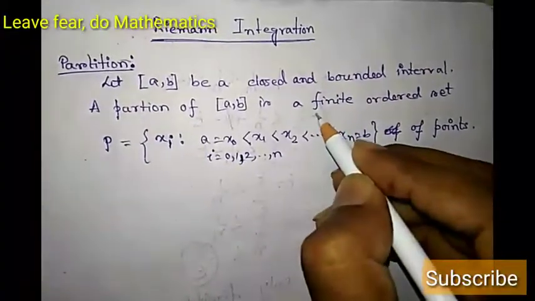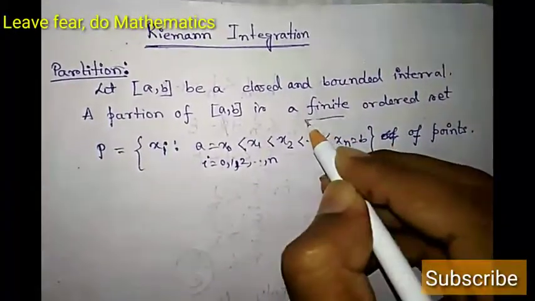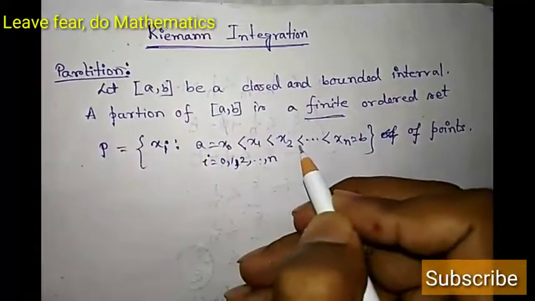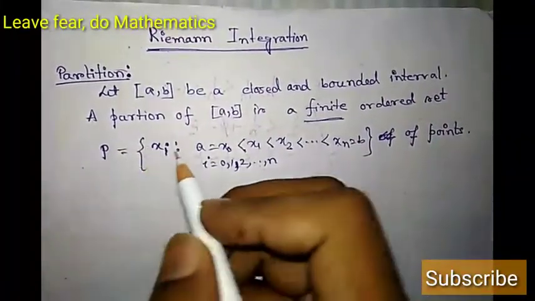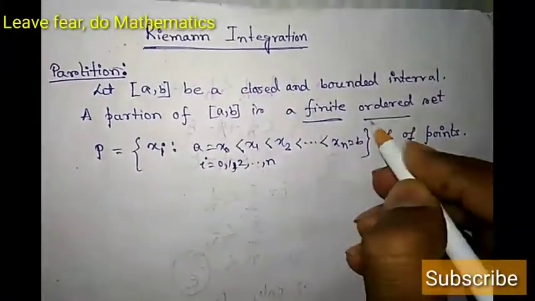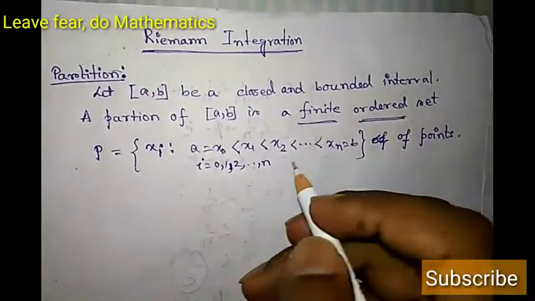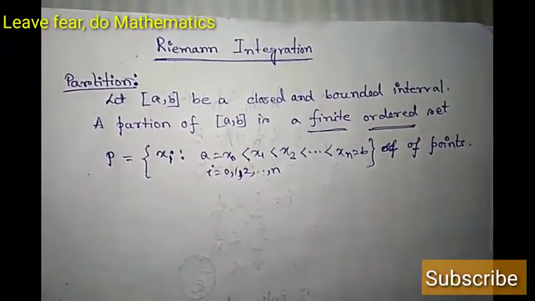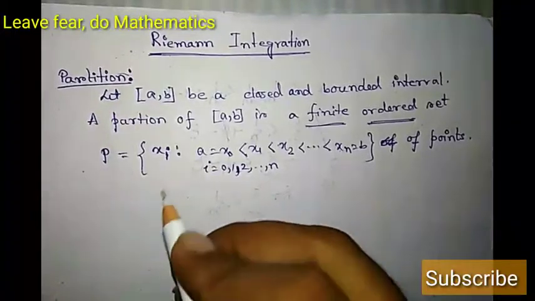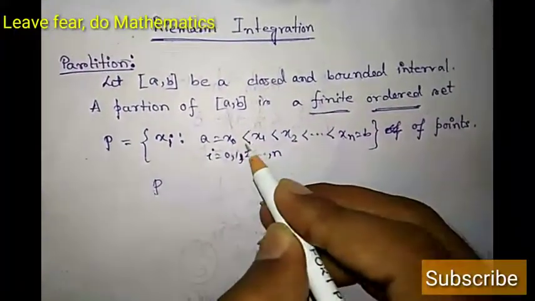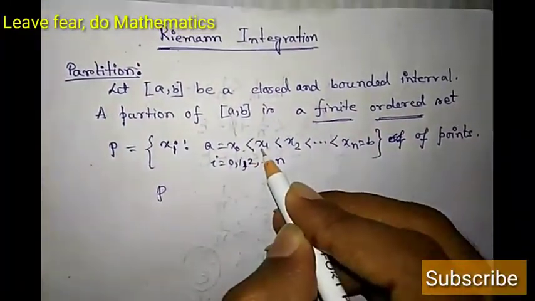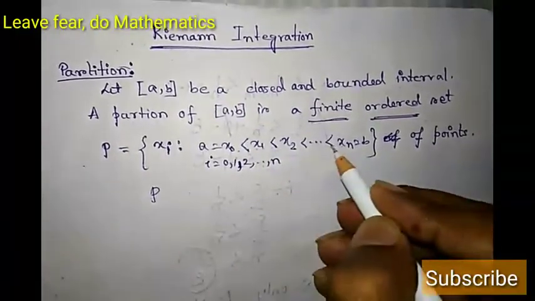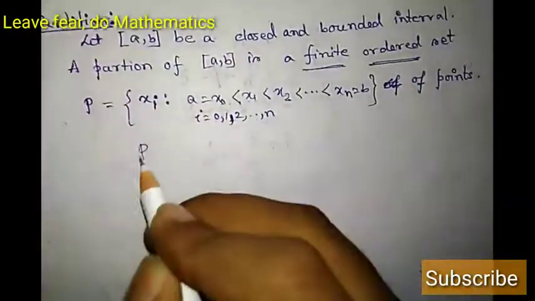Here two words are important. One is finite. A partition is always a finite set of points, so the set P cannot be an infinite set. And it is an ordered set, so the elements have an order. Generally a set has no order, but here a partition means an ordered set. So where is the order? The order is x0 is less than x1, x1 is less than x2, and so on up to less than xn. Now let us take some examples.